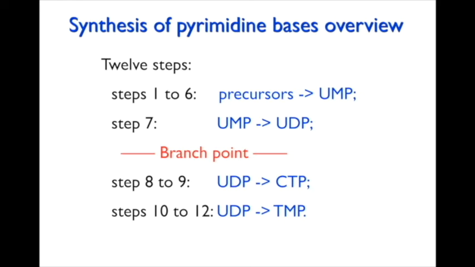So this summarizes the synthesis of the pyrimidine base. It's an overview. There are 12 steps altogether. Steps 1 to 6 produce UMP from simple precursors, and then there's a branch point after step 7, where steps 8 to 9 convert UDP to CTP, and steps 10 to 12 convert UDP to TMP. This is probably why UDP is the one that is converted into its deoxy form, because it's common for both of these.